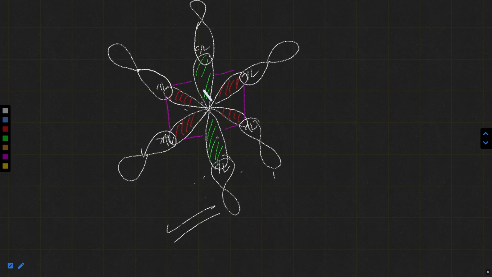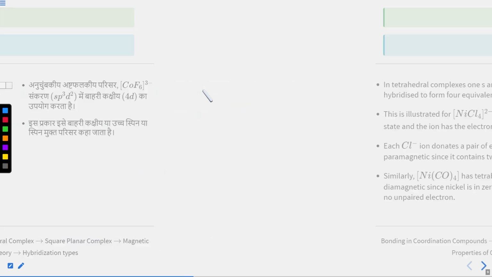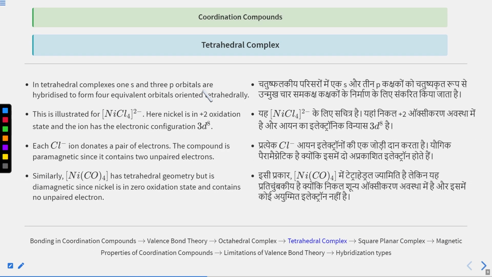Now let us move to tetrahedral. For that, I have taken the illustration of NiCl4 2-. Now if you calculate the oxidation state of nickel here, let us assume it is X. 4 Cls with a 4 negative charge will be there. I'm directly writing it's -4, and the overall charge on the complex is -2. That will result in +2 oxidation state of nickel. So this means that nickel is in +2 oxidation state.